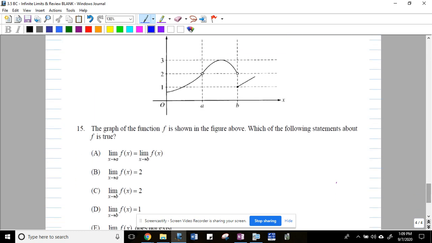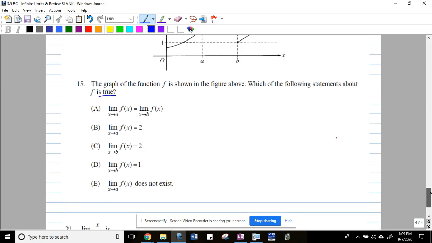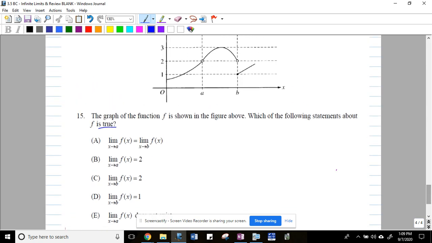The graph of the function f is shown in the figure above. Which of the following statements about f is true? We're looking for true statements, so we just have to go through them all. The limit as x approaches a of f of x, which looks to be 2, is equal to the limit as x approaches b. That is non-existent. It's not a. Limit as x approaches a of f of x is 2. That seems correct to me.